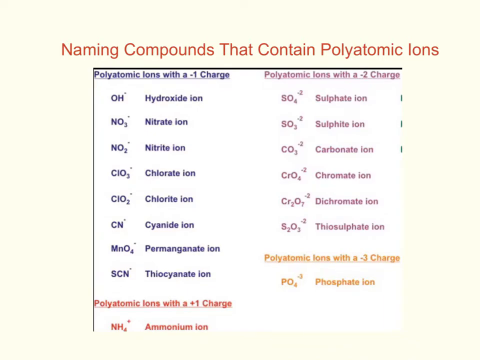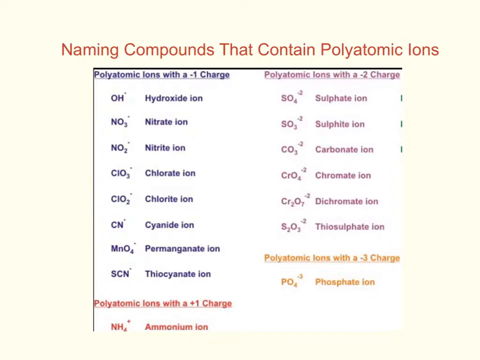The first part of this video is going to demonstrate how to name compounds that contain polyatomic ions. A polyatomic ion is a covalently bonded set of atoms that has an overall negative or positive charge. Examining the chart that is shown on the screen in front of you, there are a wide range of polyatomic ions that can have different charges.